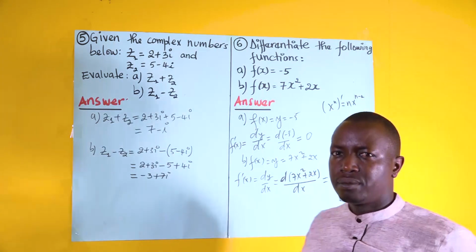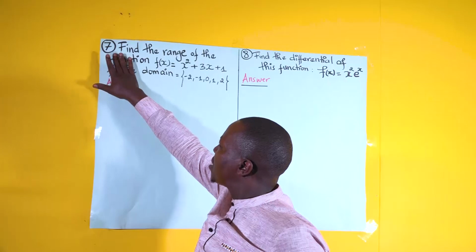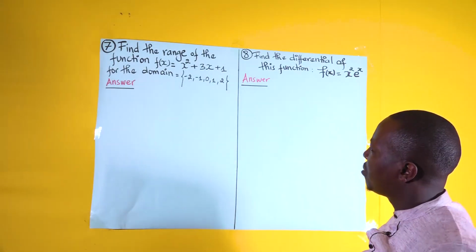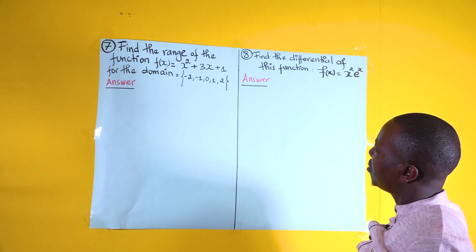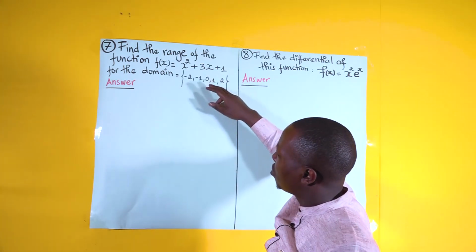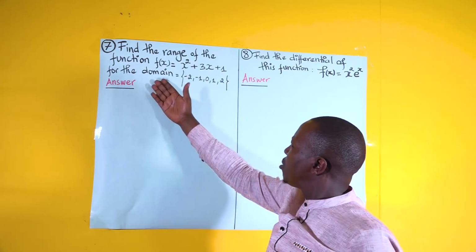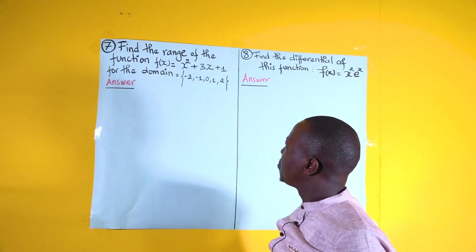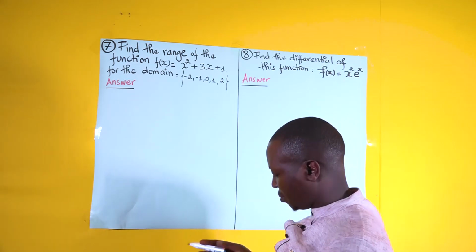Alright. Okay, the next question is question number 7, and it says we will ask you to find the range of the following function. The function f of x equals x squared plus 3x plus 1. And you are given a domain. This is a domain. You have to check what you have to look for: range.